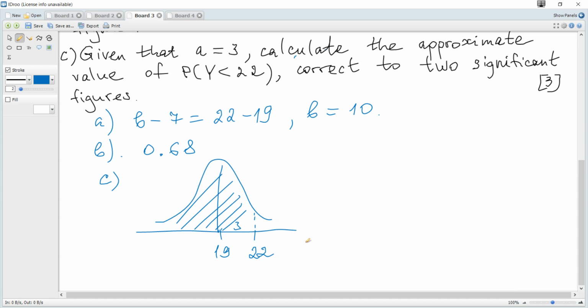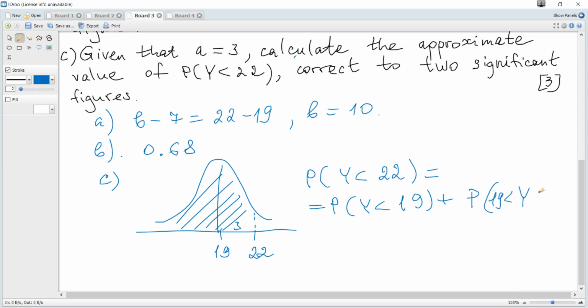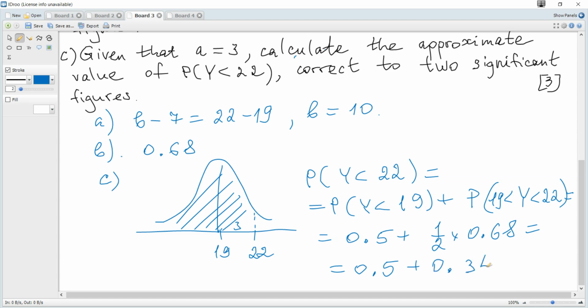Hence the probability that y is less than 22. Since there are 3 marks, we can write in detail that it's the probability that y is less than 19 plus the probability that y is greater than 19 and less than 22, and it's 0.5, and it's just a half of 0.68, so it's 0.5 plus 0.34, so it's 0.84. And that's all for this question.